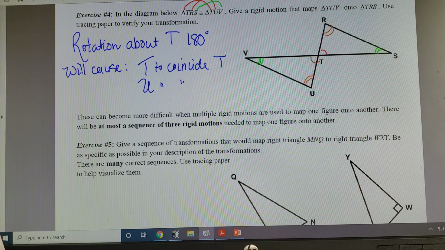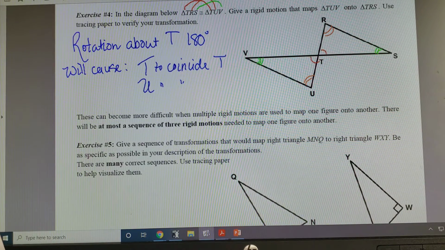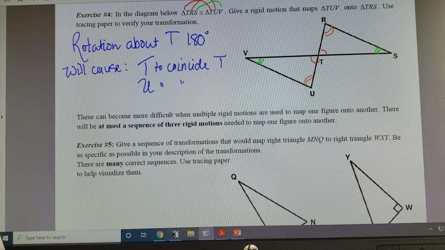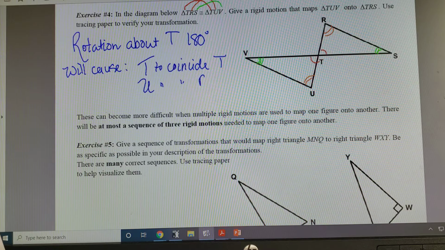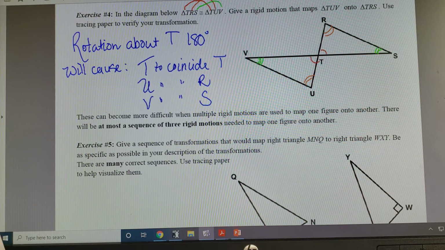Has a teacher ever used quotation marks so you don't have to rewrite things in a class for you? No? Okay, so if you just peek up here real quick, I did a quotation mark for "to" and a quotation mark for "coincide." That means whatever I wrote above that, just bring right down so I don't have to rewrite it. So U to coincide, R and V to coincide S. Fabulous.